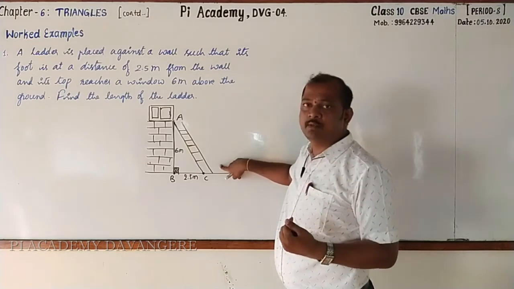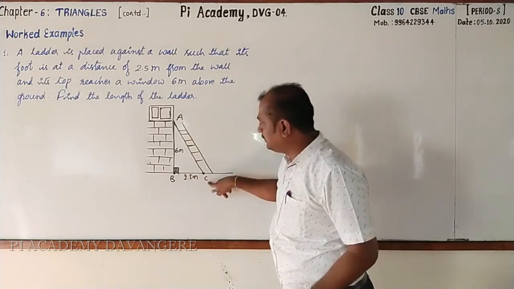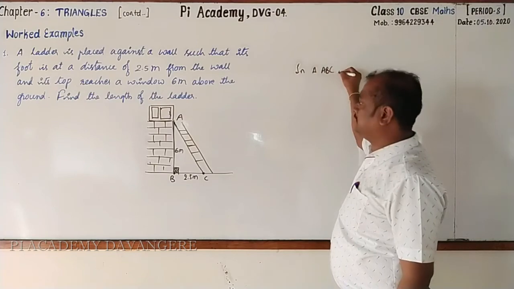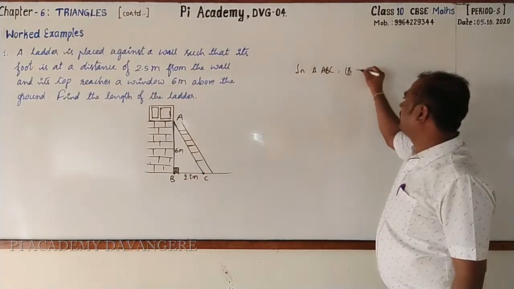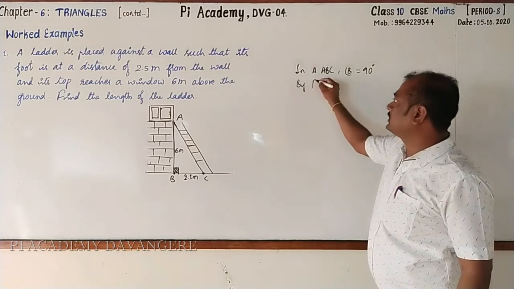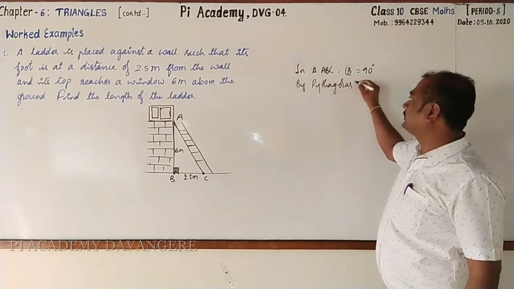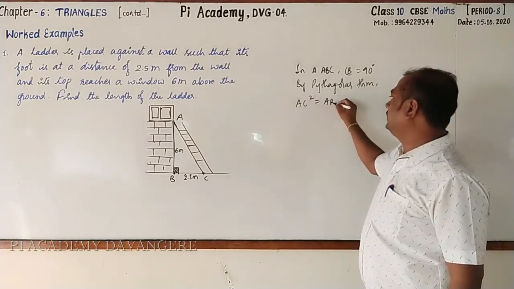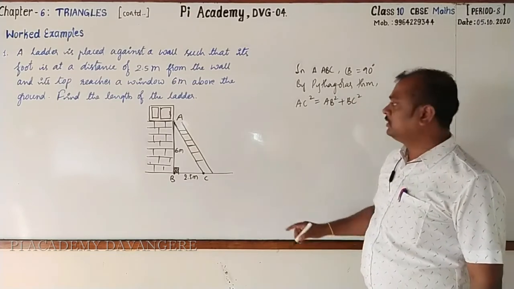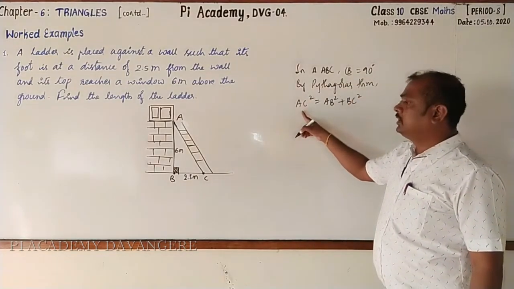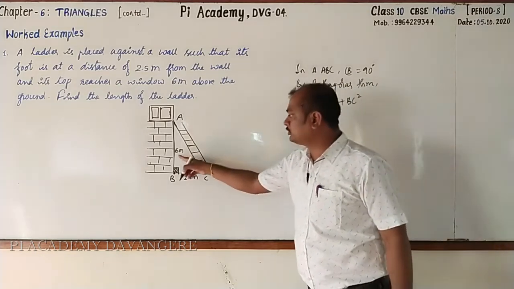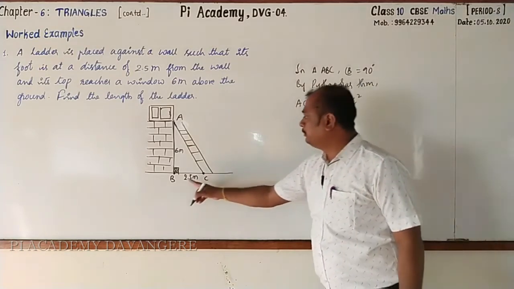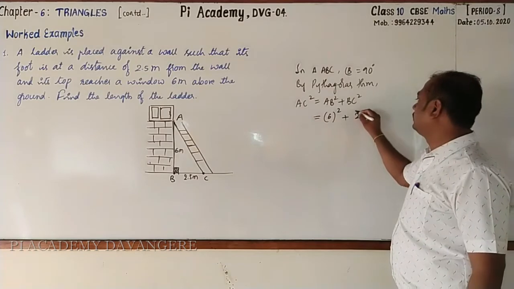How? We can go for using Pythagoras theorem. We got the triangle ABC. In triangle ABC, don't go for copying anything, just observe. In triangle ABC, angle B is 90 degrees. As it is 90 degrees, we can use Pythagoras theorem. By Pythagoras theorem, how do you write? AC square is equal to AB square plus BC square. As you are going to find the length of the ladder, that is AC, write this as it is, and substitute AB and BC. AB is 6 meters, 6 whole square, plus BC 2.5 meters, 2.5 whole square.